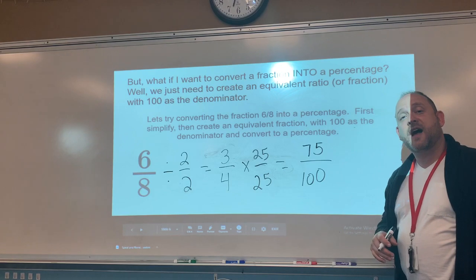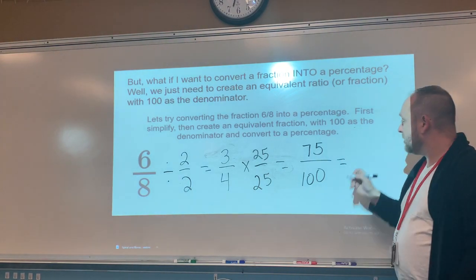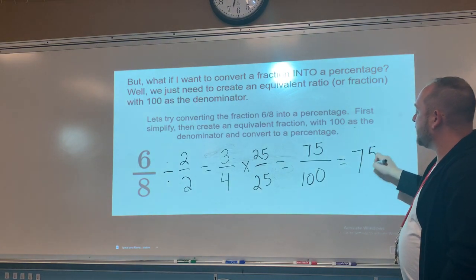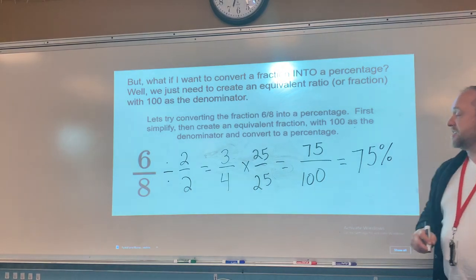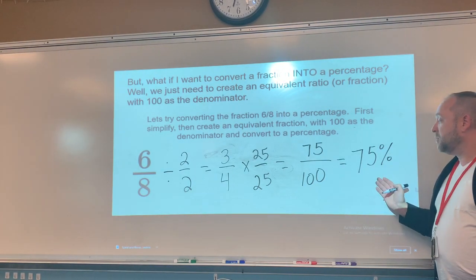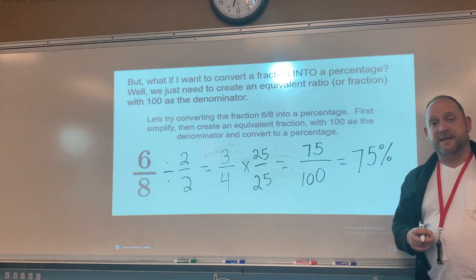I have 75 out of 100, and remember, out of 100 just means percent, so I can just write my number without the 100 at the bottom and put the percentage sign. So ladies and gents, 75% would be the percentage that goes with the fraction 6/8.